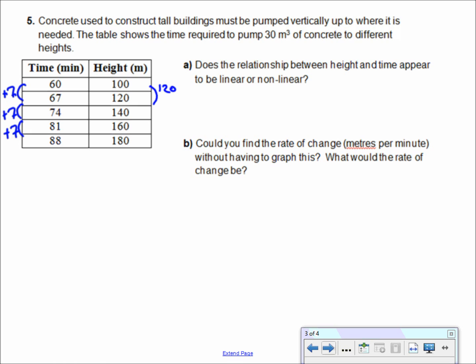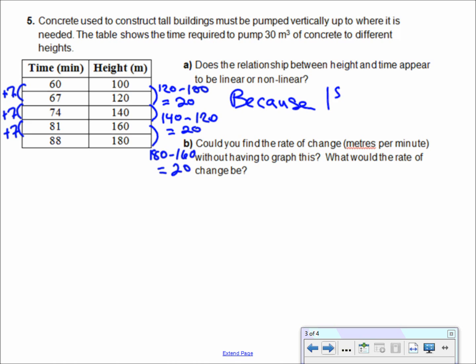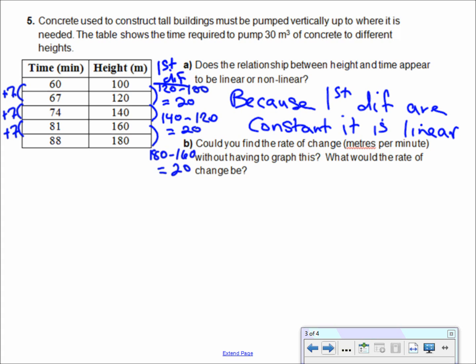So right here, if I go 120 subtract 100, I get 20. Here, if I go 140 subtract 120, I get 20. Does everyone agree with that? And 180 subtract 160 gives me 20. Is that number constant? Because my first differences are constant, what type of graph is it? Okay. So because first differences are constant, it is linear. Okay? Those are my first differences right there.